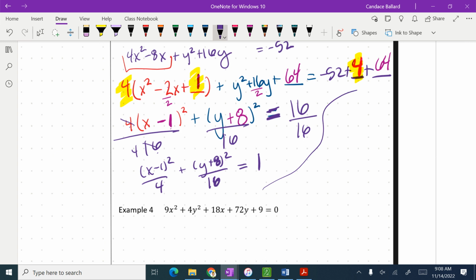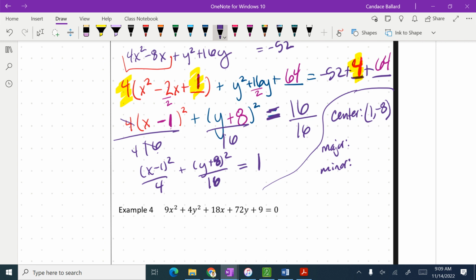Okay. I was also asked to find the center, the major, and the minor length, right? So center. Okay, what's the center of this thing? 1, negative 8. Good, I like it, right? Swap the sign, because they're in and out of parentheses. Okay. My major and my minor.